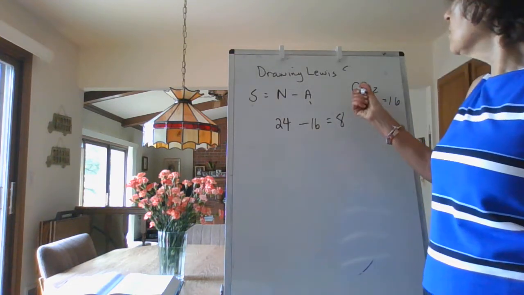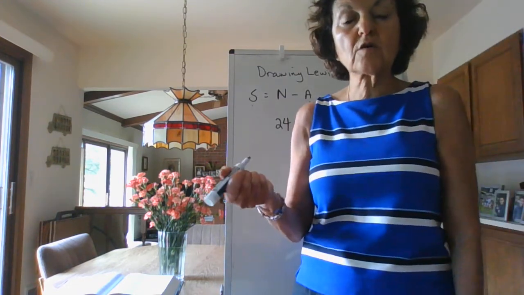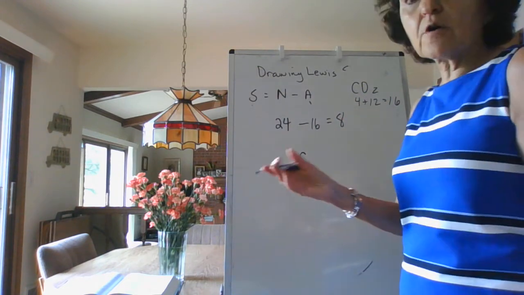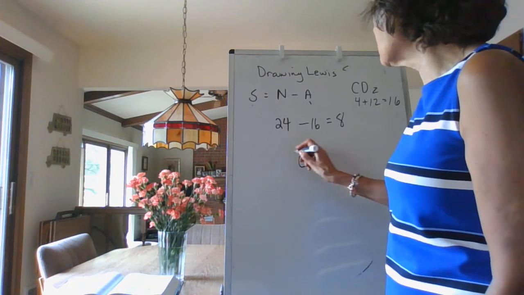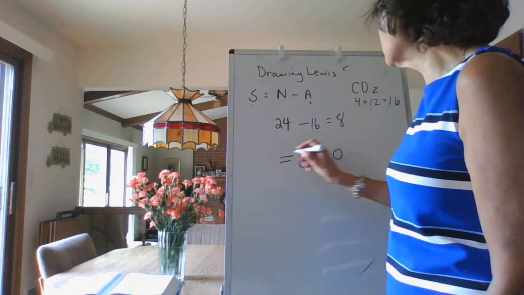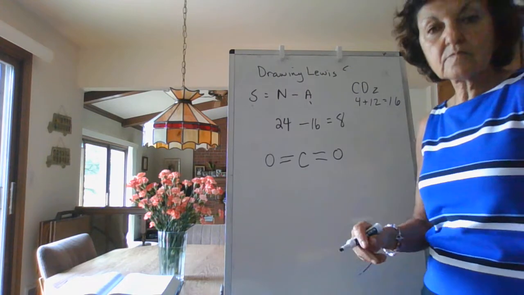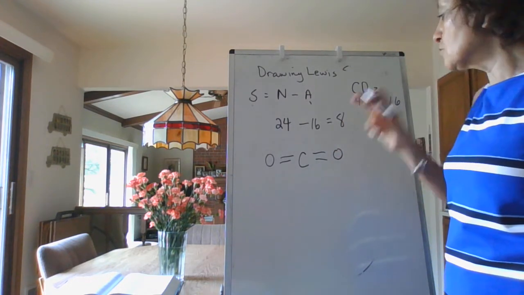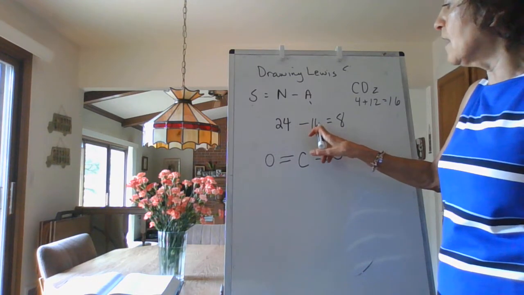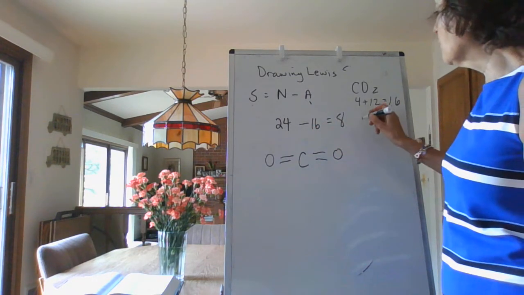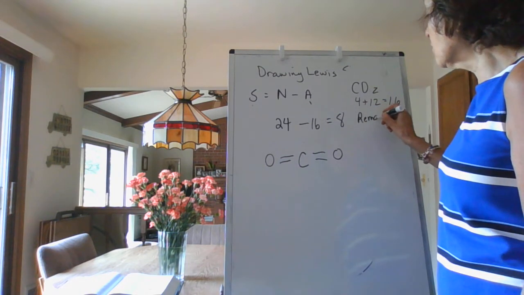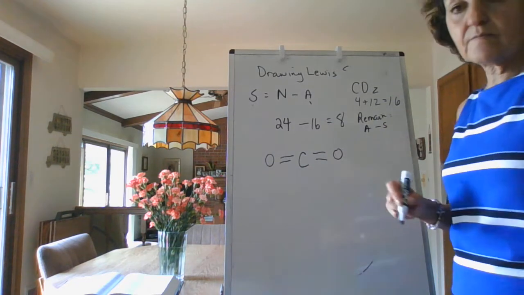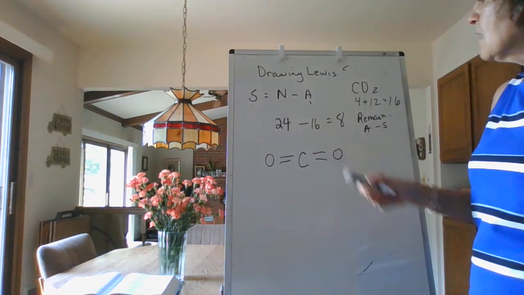So who's going to be in the middle? The element that needs the most electrons to fulfill the octet, which is carbon. We are going to need 4 bonds, so we're going to put 2 on one side, 2 on the other side, put an oxygen here and an oxygen here. Good. So how many left do we have to distribute? Remember what we do. We take the A value minus the S value. So 16 minus 8 is 8.